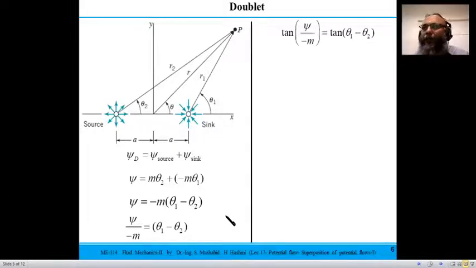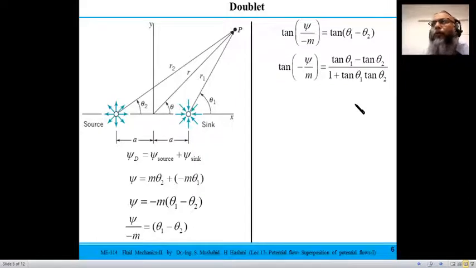Okay, the next thing I do is take the tangent on both sides of this equation, so tangent of psi over minus m and tangent of theta 1 minus theta 2. So the next step is to work out the expression for tangent of theta 1 minus theta 2. From your knowledge of first year trigonometry, you know that tangent of theta 1 minus theta 2 has a formula: tangent of theta 1 minus tangent of theta 2, over 1 plus tangent of theta 1 and tangent of theta 2.